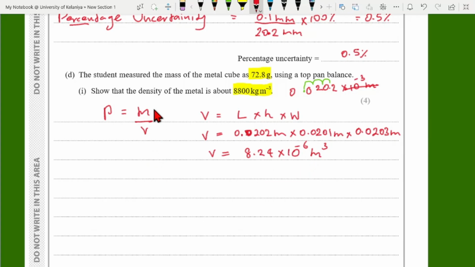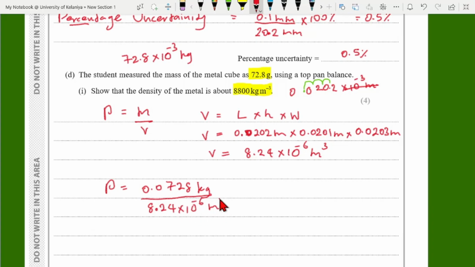Then what do we need? We need mass in kilograms, right? So if it is 72.8, to make it into kilograms we have to multiply it by 10 to the power minus 3 kilograms. Or you can place this decimal point another 3 places to the left, like we did. So I'm going to place it that way. It is 0.0728 kilograms over 8.24 times 10 to the power minus 6 cubic meters.